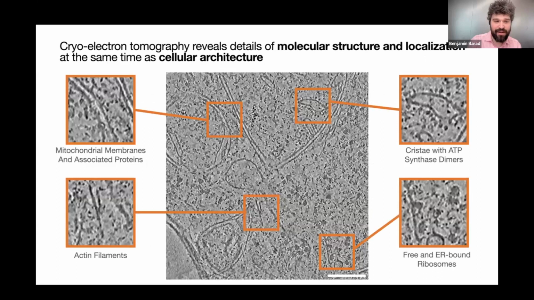So with that out of the way, you have gotten an introduction to cryo-electron tomography, but I thought I would talk about why I am excited about it in particular. That is the ability to see both the molecular structure and localization of proteins at the same time as you see how they're impacting cellular architecture. This tomogram shows a mitochondrial fission site. Mitochondria undergo fission and fusion.